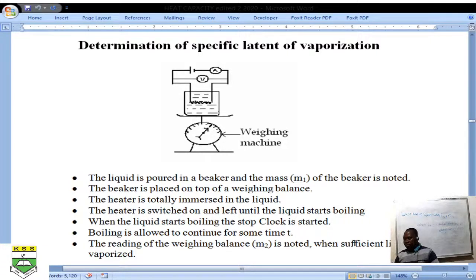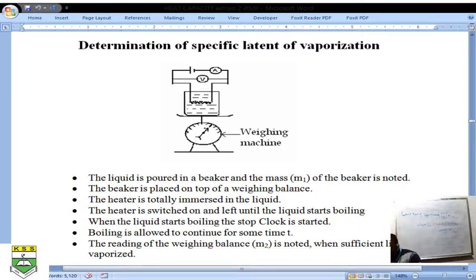Why is the heater inserted into the liquid? We want to heat this liquid so that it reaches the level of evaporation. Now, what happens is that we say the heater is switched on until the liquid starts boiling.